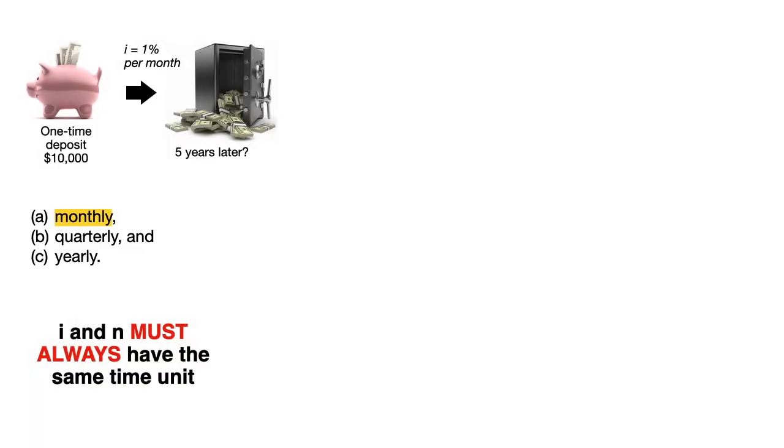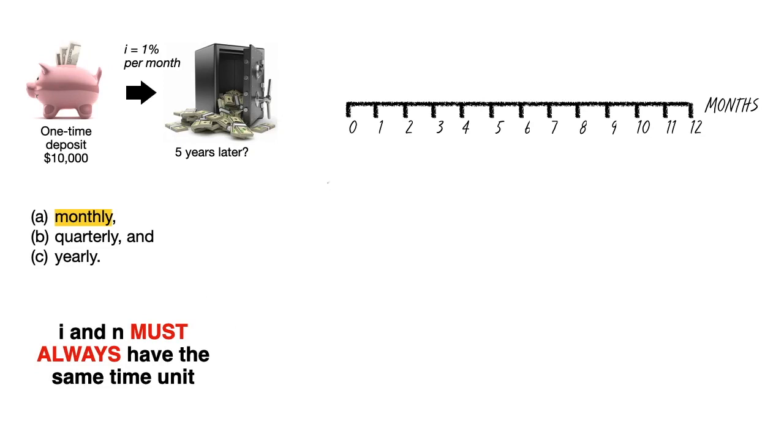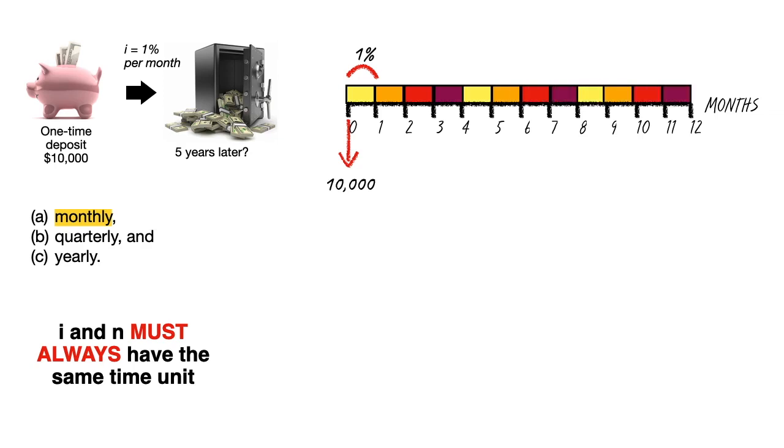In order to illustrate the effect of compound period on our timeline, let us first draw the 12 months time period or the 1 year time period. So we know the $10,000 deposit happened at year 0 or at month 0. So 1% interest is being charged for 1 month. So the question asks that if the interest is being compounded monthly, then we can draw the compound period using blocks as shown, and we will have a total of 12 compound periods for 1 year.